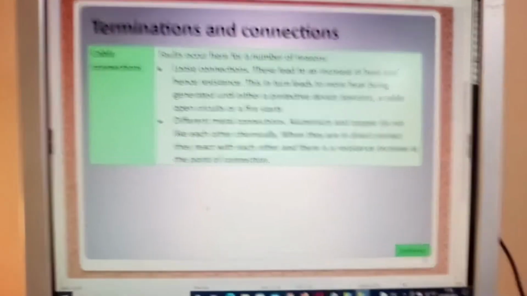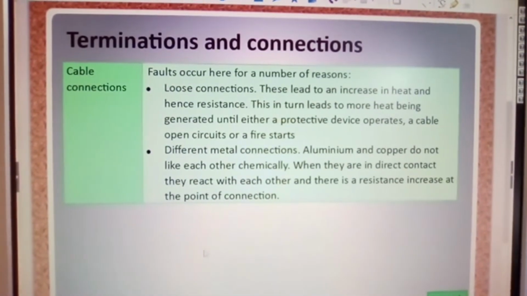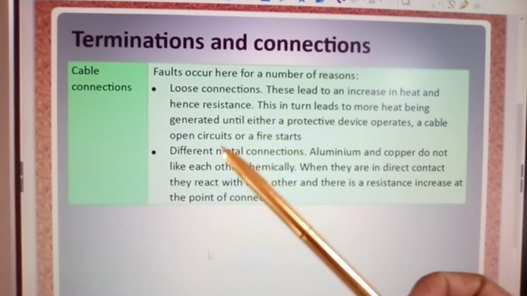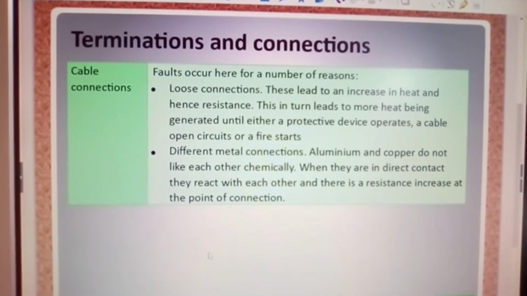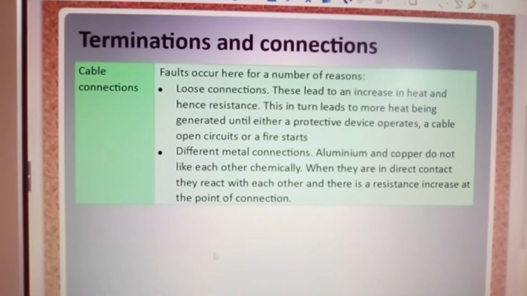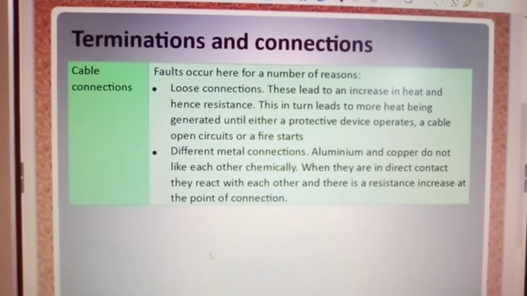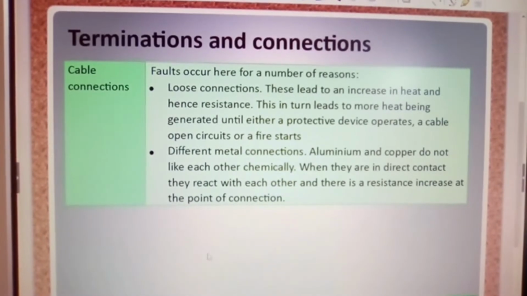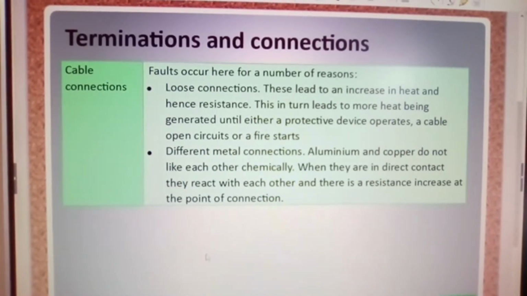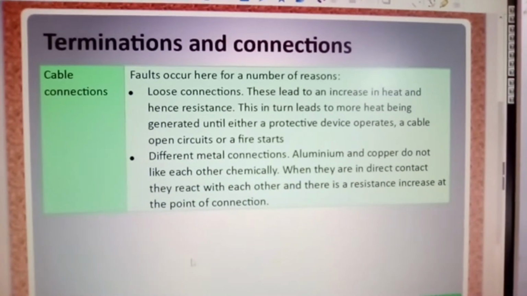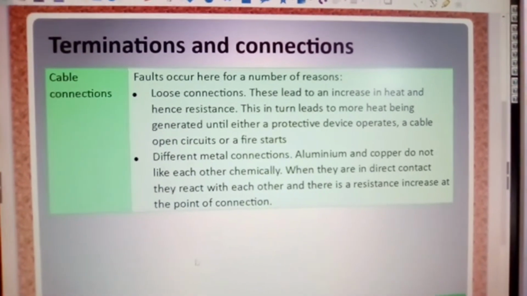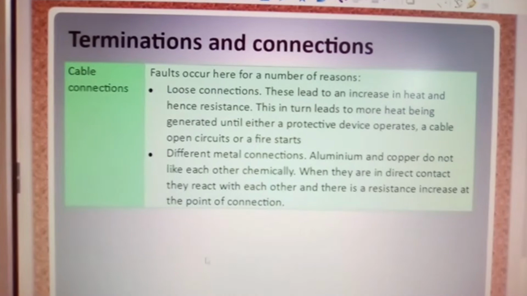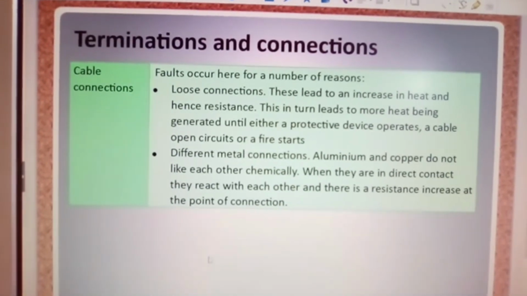Now, terminations and connections. As it says here, loose connections, and different metal connections, which we call oxidization, basically cause the metal to corrode away. Aluminium and copper do not like each other chemically. When they are in direct contact, they react with each other and there is a resistance increase at the point of connection. So you need to be aware that aluminium needs to be connected to aluminium and copper to copper to minimize and remove this risk. That is imperative.